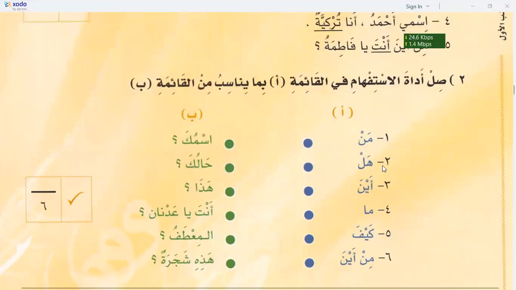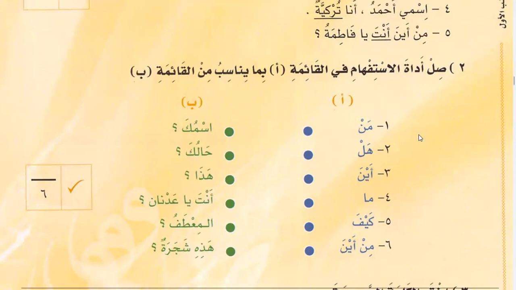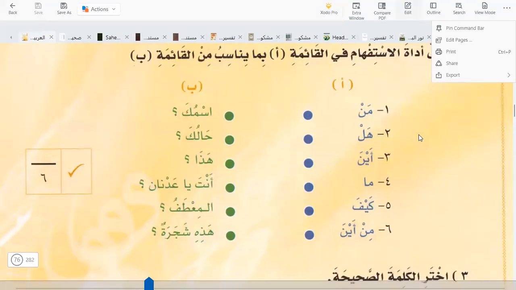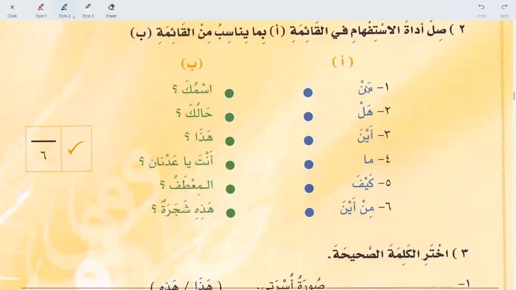Next student, Khatija Amir. Assalamu alaikum wa rahmatullahi wa barakatuhu. Wa alaikum assalam wa rahmatullahi wa barakatuhu. What is the appropriate answer for this interrogative article man? Man is who? Man hazihi? Who is this? Sahi.